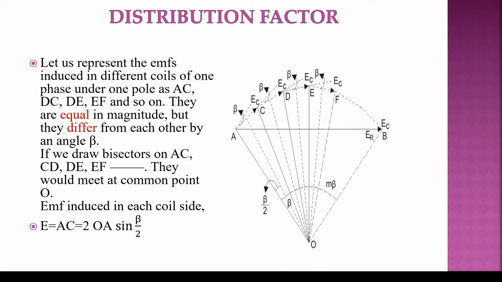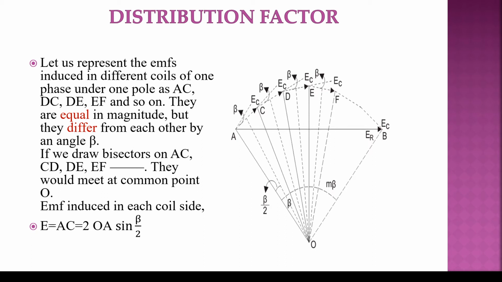If we draw bisectors on AC, CD, DE, EF, and so on, then they will be meeting at some common point O. The dotted lines show the bisection of AC, CD, DE, EF, etc. Bisecting means we are dividing the line into two equal halves.